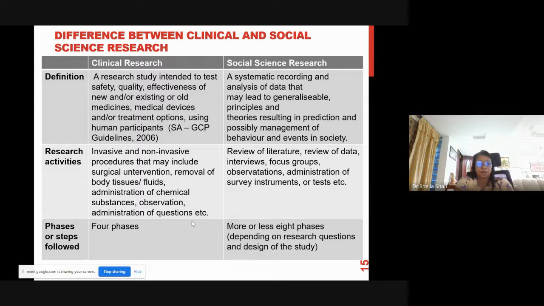Research activities: you have procedures, maybe surgical intervention, removal of body tissue or fluids, or even you study X-rays and records, and then questions. All that comes under what kind of activity you do to get your results. And you have 4 phases. Like social sciences, which have more phases, 8 phases.